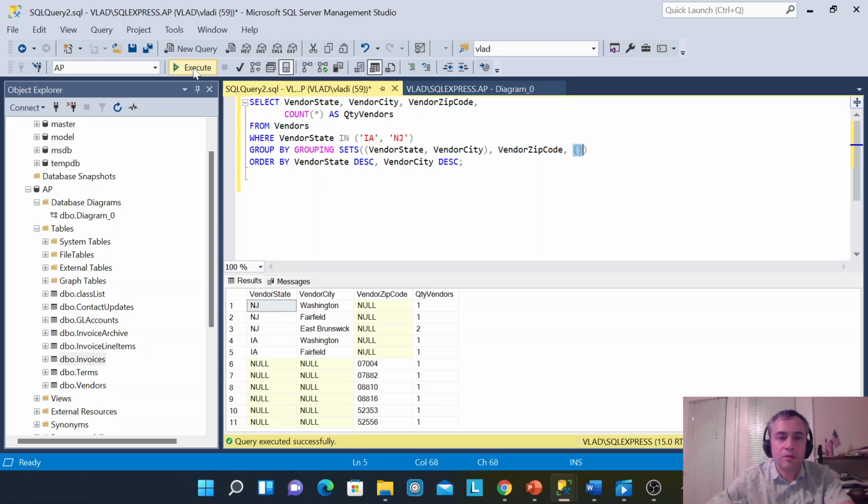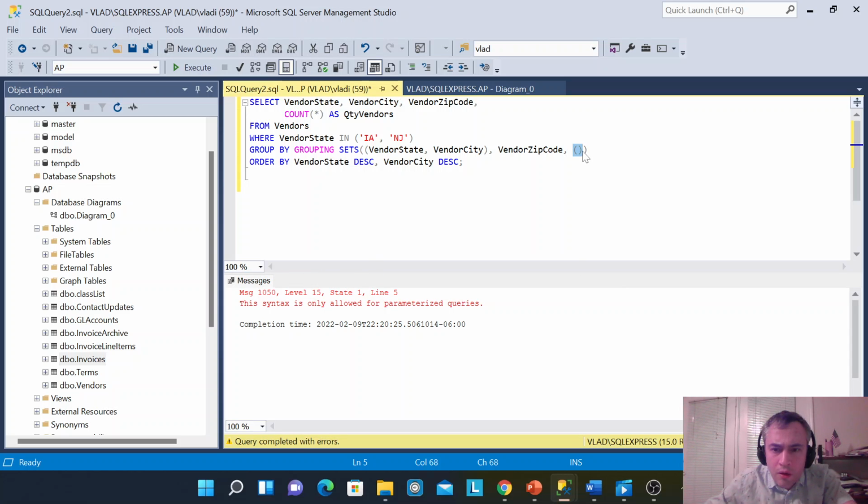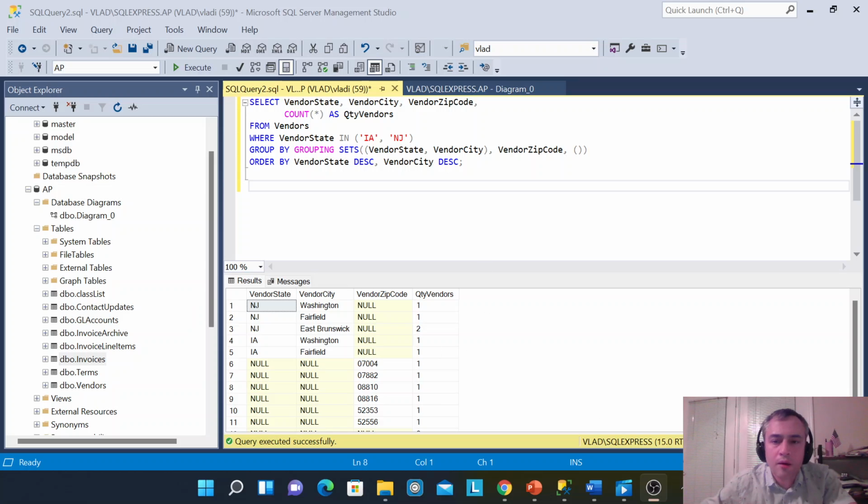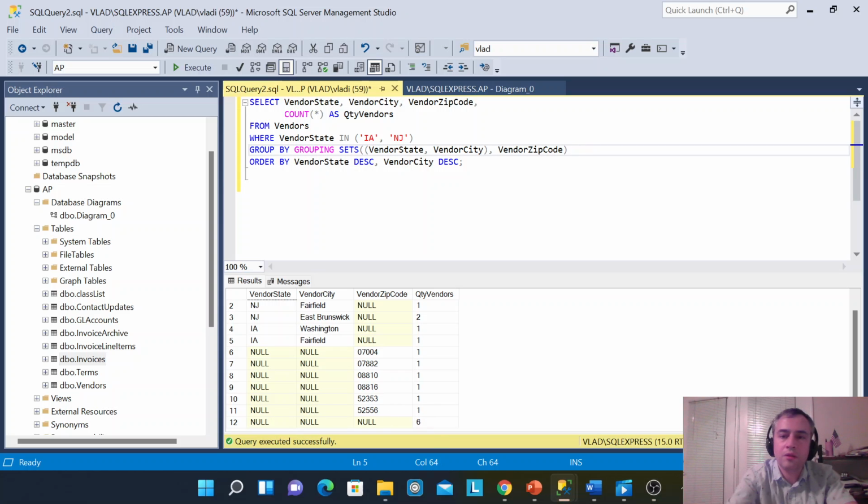Look at the last line. Basically, it rolls up by all the columns that we have over here: vendor state, vendor city, vendor zip code, all the columns that we used in group by. So empty parenthesis basically tells it to roll up by all of them, and if I delete that, we lost the last line of it, and we are no longer rolling up by all the columns. So that gives you a more advanced control over rolling up the columns.